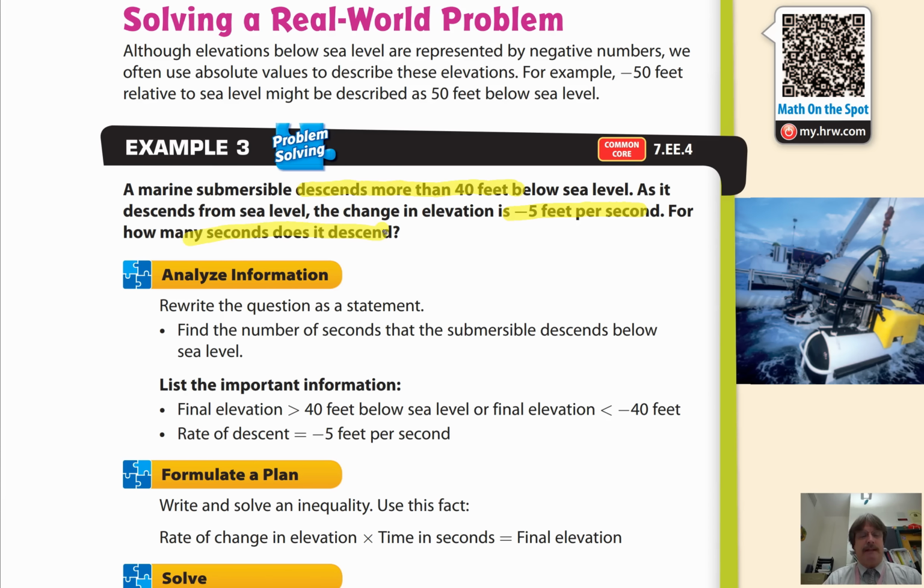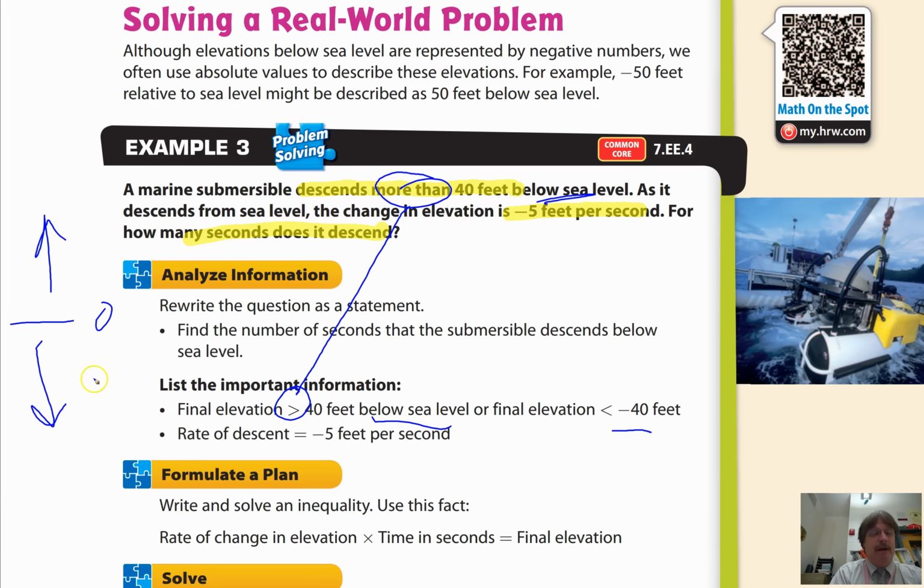So they go through and they set this up. Down here lists the important information. The final elevation is more than 40 feet below sea level. So since we're below sea level, we're going to use a negative, because if you drew a picture, here's sea level, that's 0, going up, of course that's up in the air in elevation, and that's going down. So we're down here at -40. And then the rate of descent is -5 feet per second. Descent, of course, means to go down, and that's captured here in the -5.